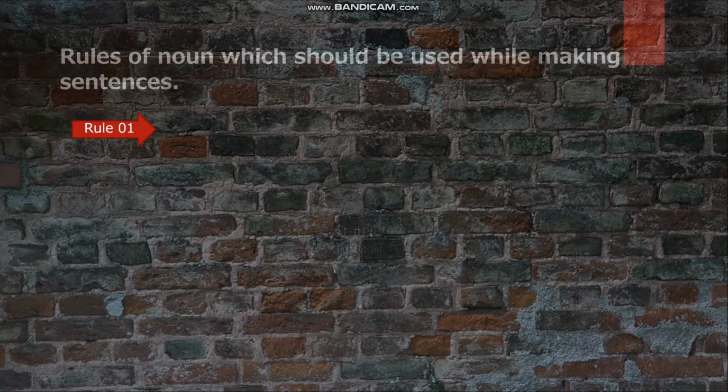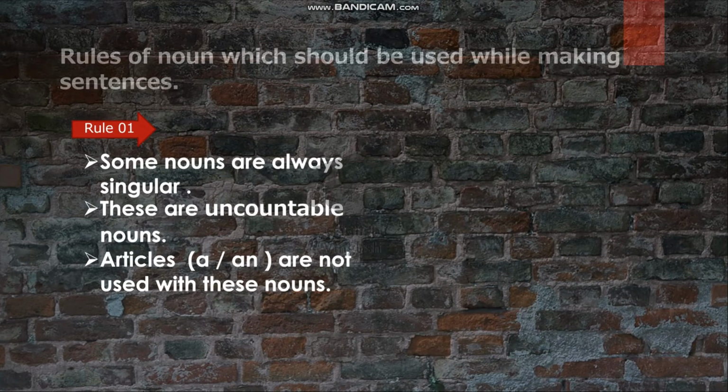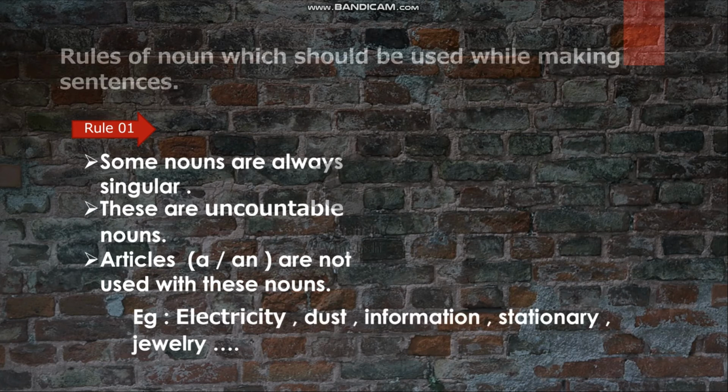Next topic under nouns, we are going to learn rules of nouns which should be used while making sentences. These rules will be very helpful for you in common error problems. First one. Some nouns are always singular. These are uncountable nouns. Articles are not used with these nouns.